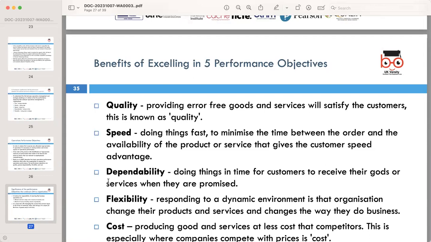So speed is the turnaround time between customers ordering a product or service and the point at which they receive it. So speed is another important performance objective.